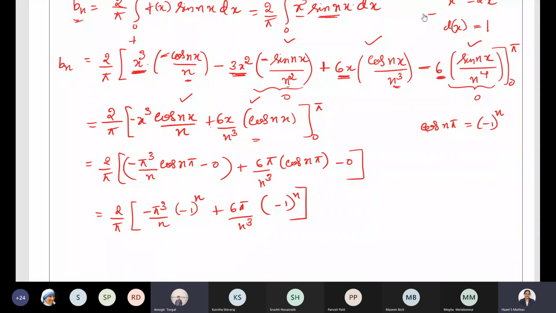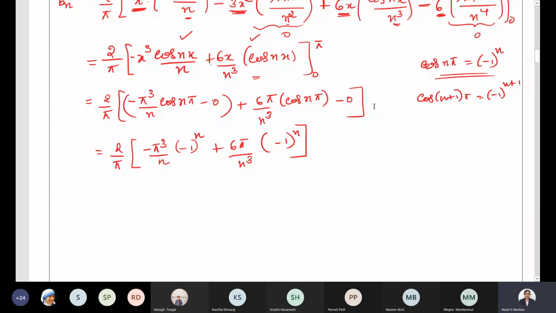Anybody else? Cos n pi, always remember it's minus 1 power n. Cos n plus 1 into pi will be minus 1 power n plus 1. So it repeats. Cos n pi general representation is minus 1 power n. It depends on the value of n, whether it is even or odd. So done? Shall we continue?